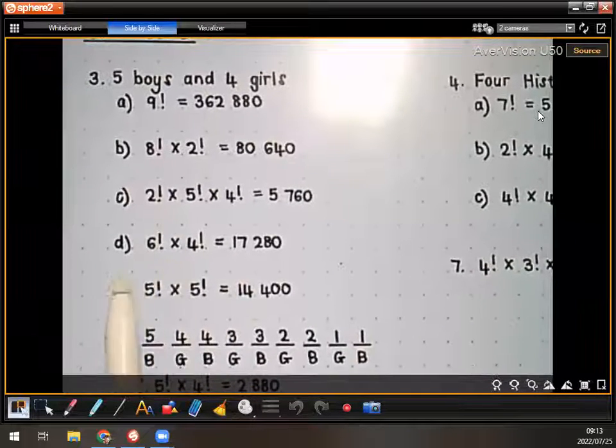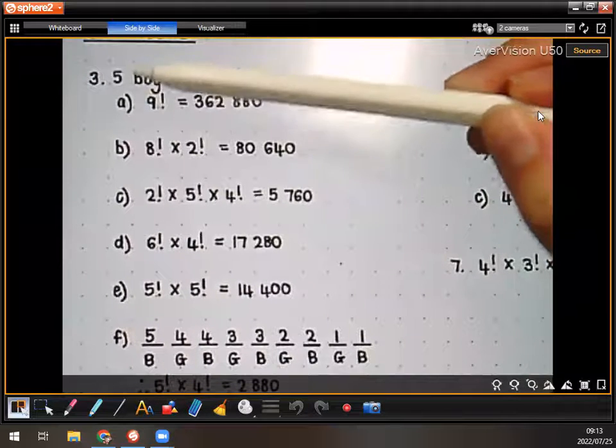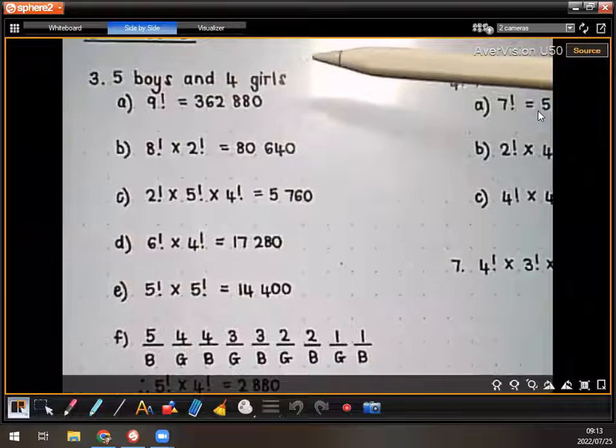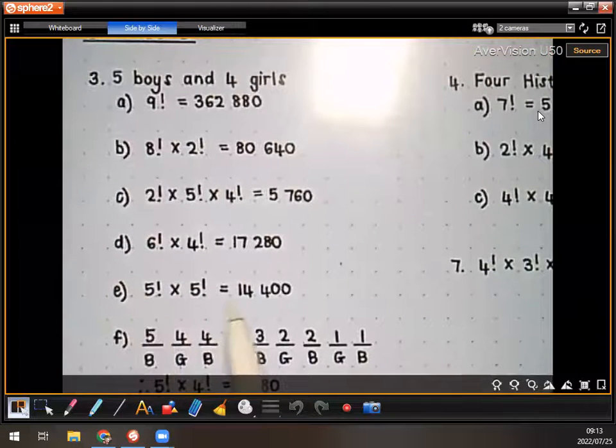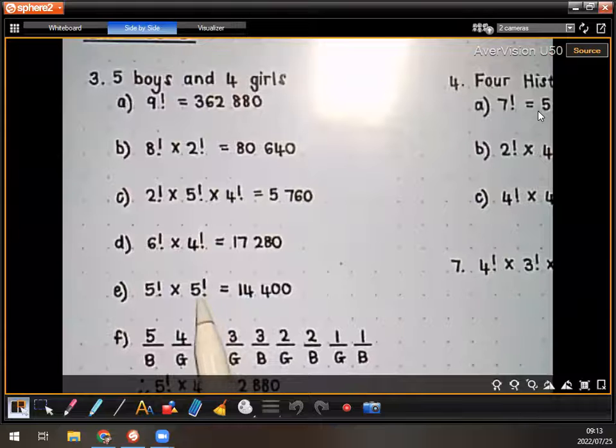The next one was for the boys now want to sit together. So that is one group, and then the 4 girls each form their own group. So it's 1 plus 4 groups, so 5 groups. And then within the group of boys, they can sit in 5 factorial.